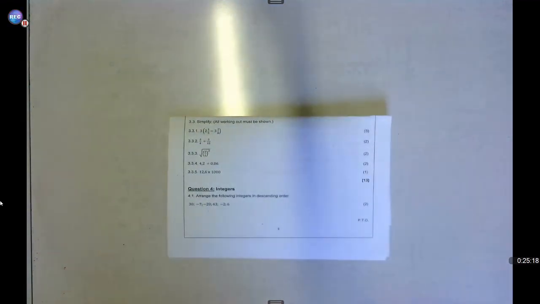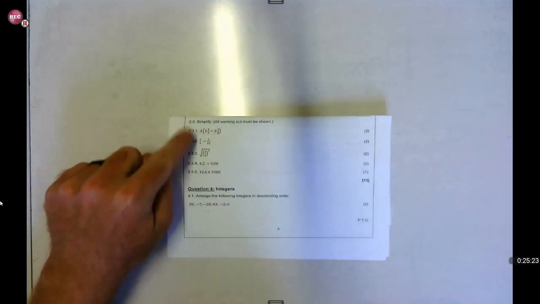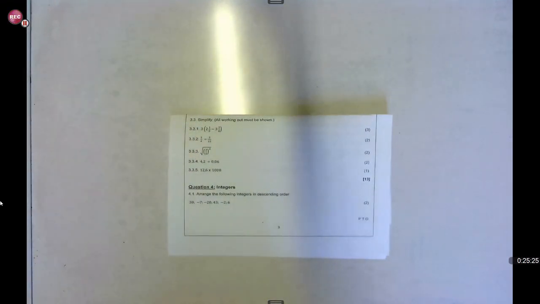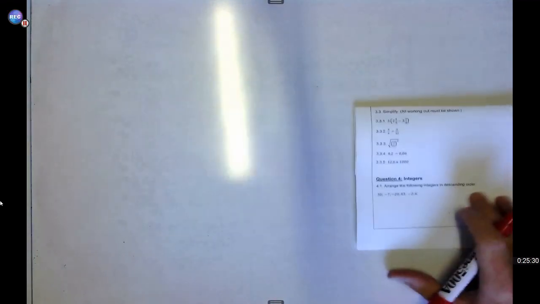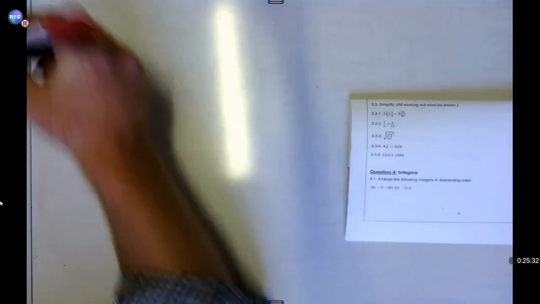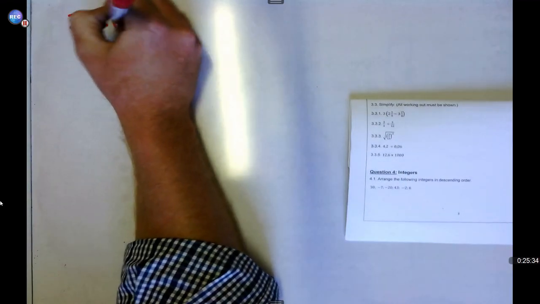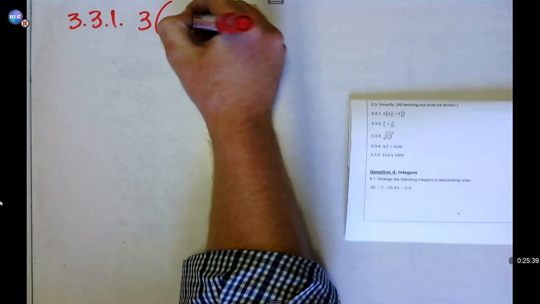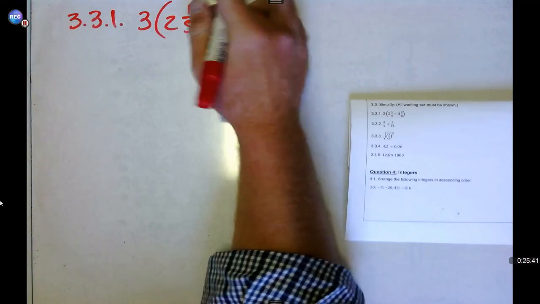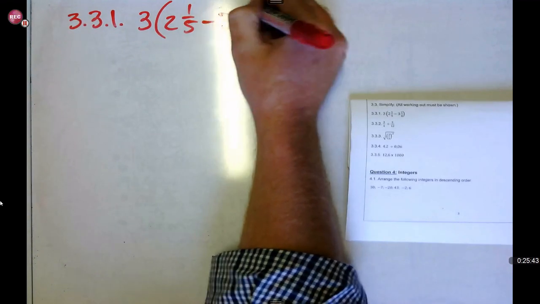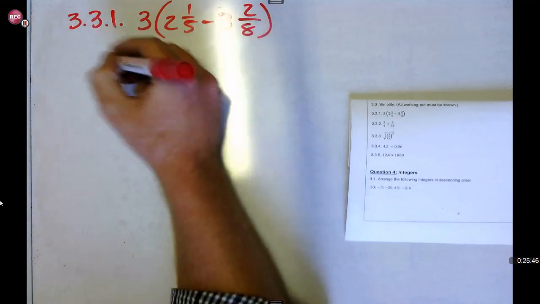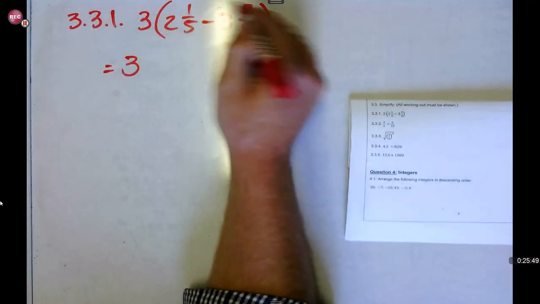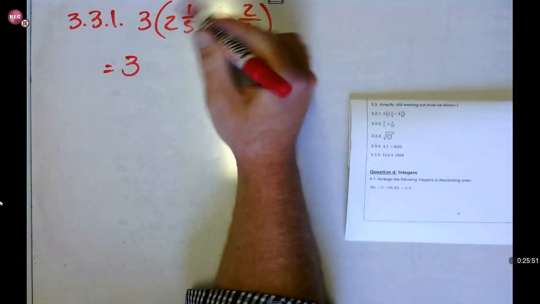This is another paper that was also written. So we'll look at this section over here. The first question is 3.3.1. So I'm just going to leave it there as we go. 3.3.1 is 3 open bracket 2 and 1 over 5 minus 3 and 2 over 8. There we go. First things first, you want to sort out the problem over here.